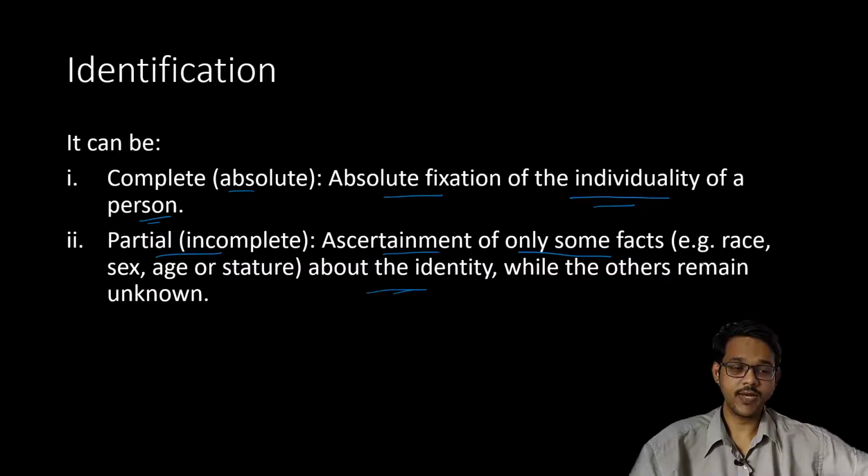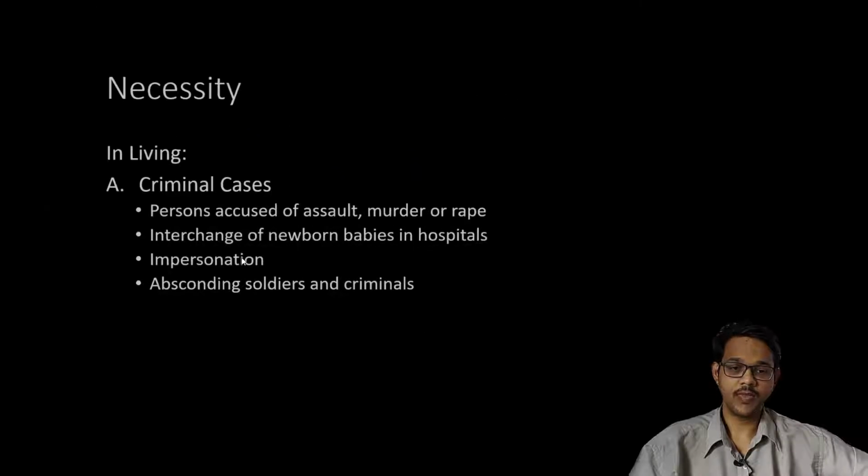Some facts include race, age, sex or stature, while the others remain unknown. So in partial identification, only certain facts can be confirmed, while other facts are not confirmed.